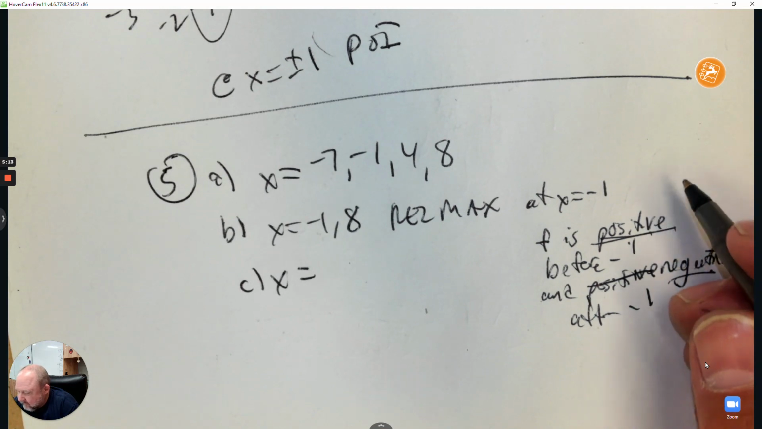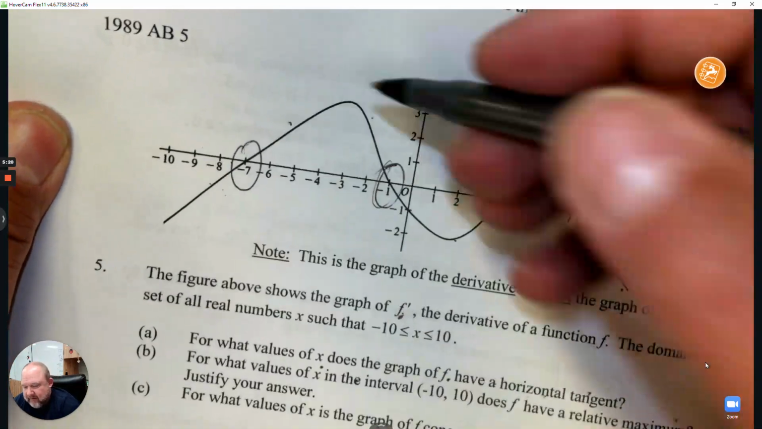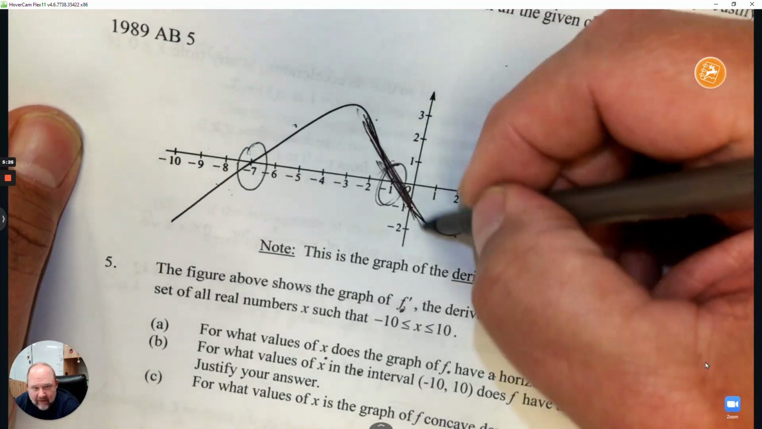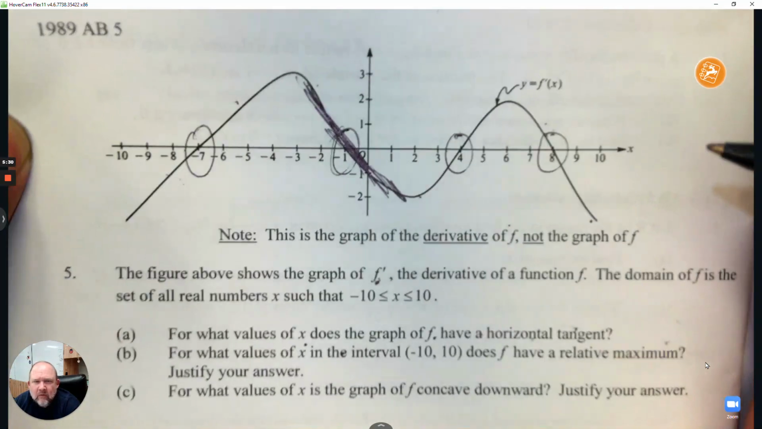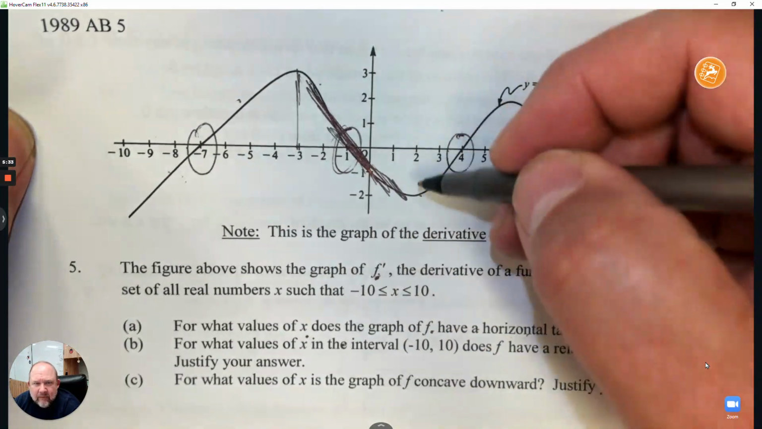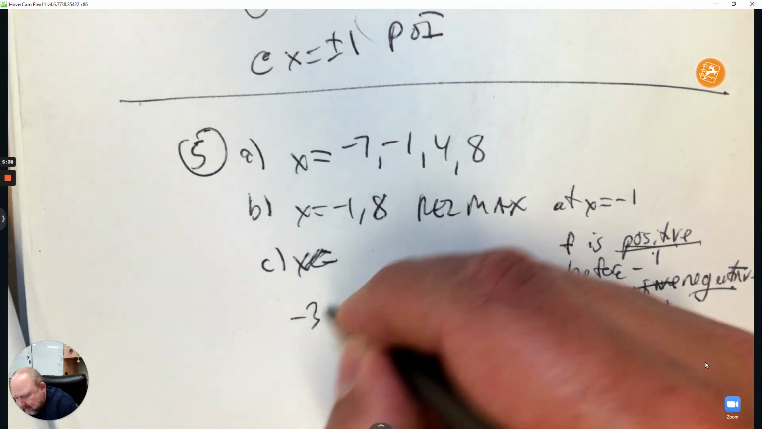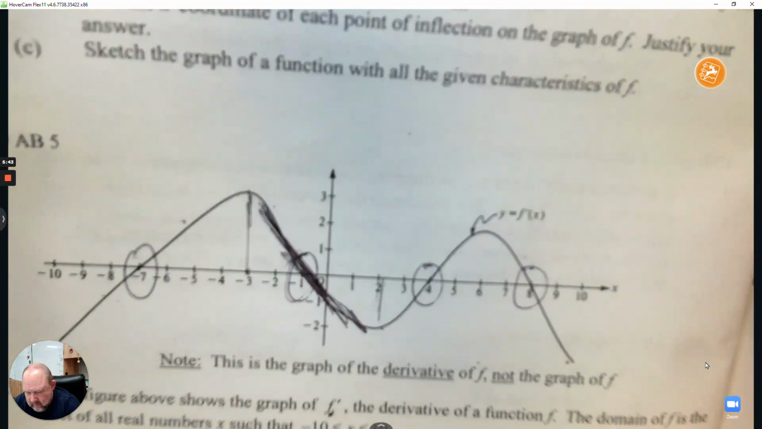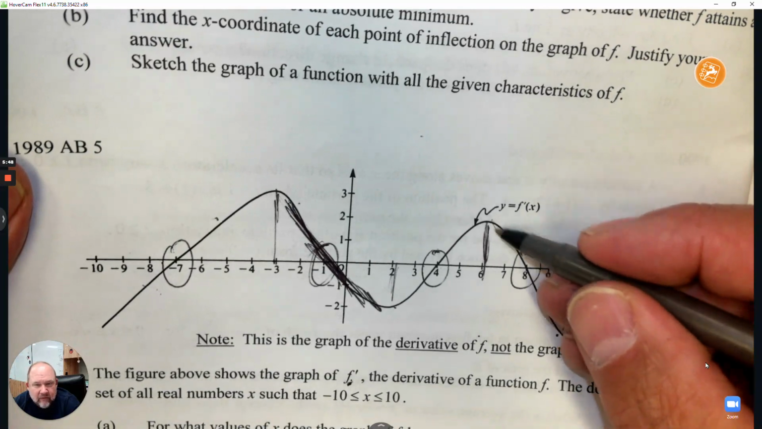Part C, for what values of x is it concave down? So concave down means when you look off the derivative that it has a negative slope. So this is concave down when this has a negative slope to it. So do we know, I mean, are we assuming this is -3 and 2? Maybe. So from -3 to 2. And where else is it negative? So let's say it's from 6 to 10 is also negative.